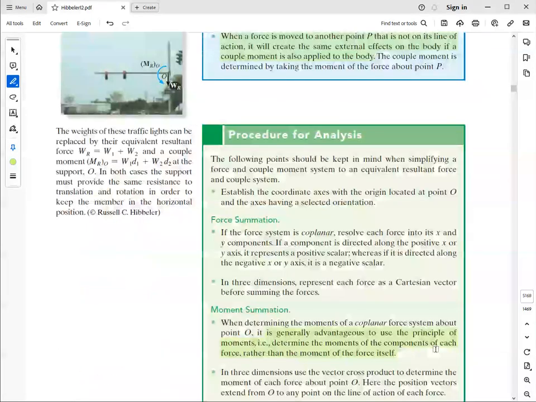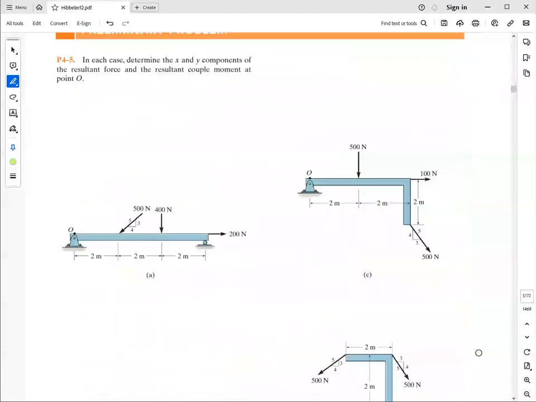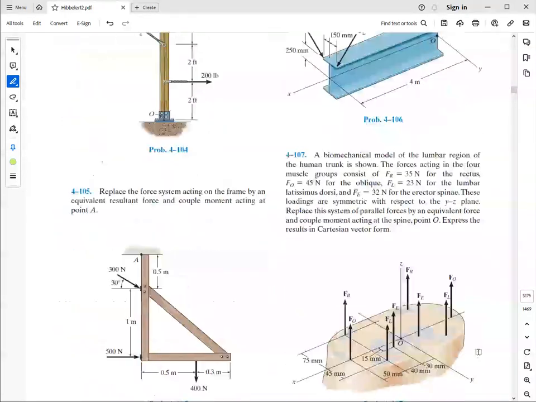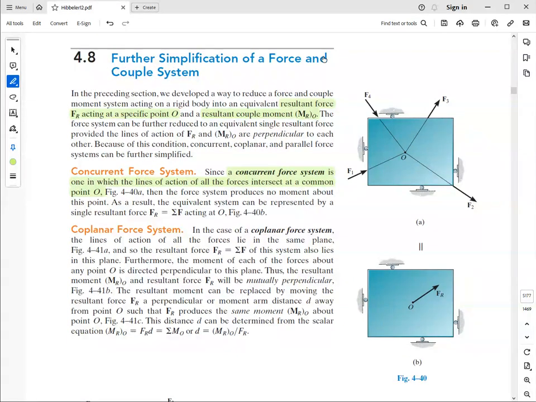Okay, so let's move forward. Again, hopefully we'll have enough time to do a good amount of exercises. These are important concepts. So this section is the further simplification of a force and couple system.